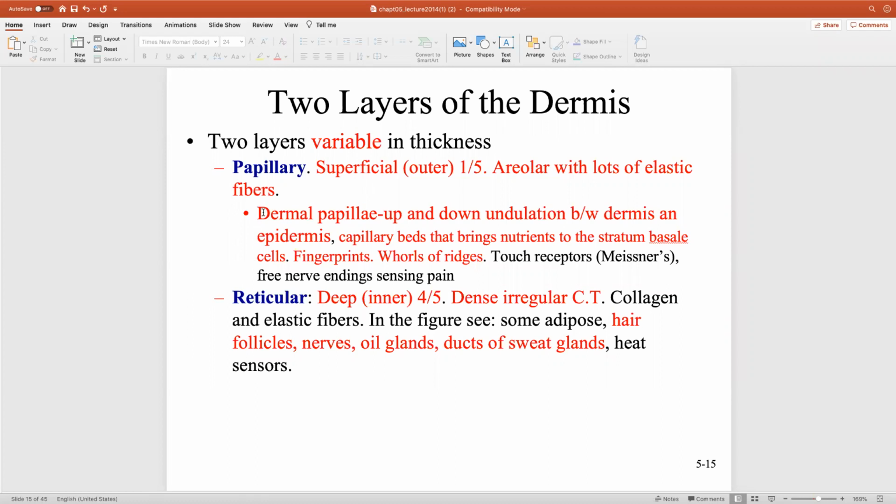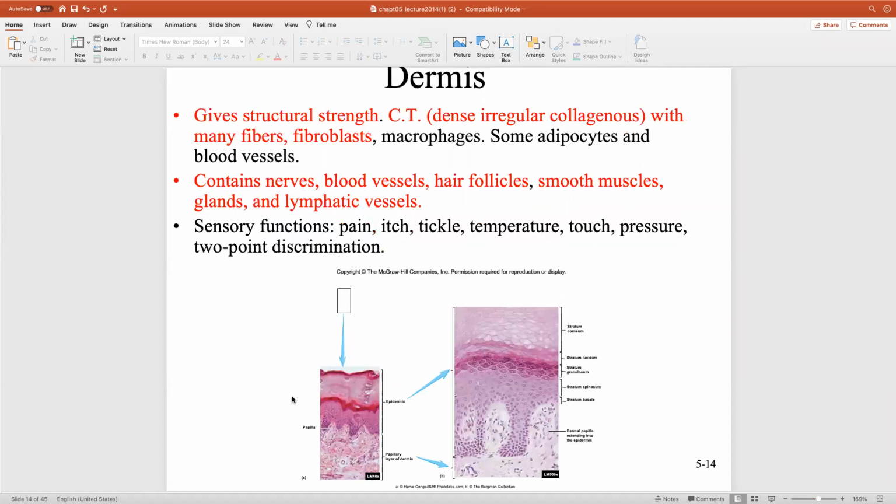The papillary layer is very small. It makes up the top 20%. This papillary layer is the region that moves up into the epidermis. Remember the epidermis, this region right here is the junction between the epidermis above it and the dermis below. You have a basement membrane here separating the epidermis from the dermis.